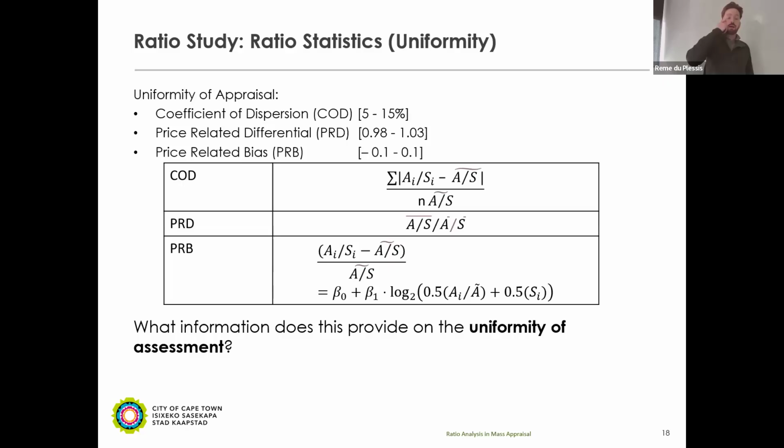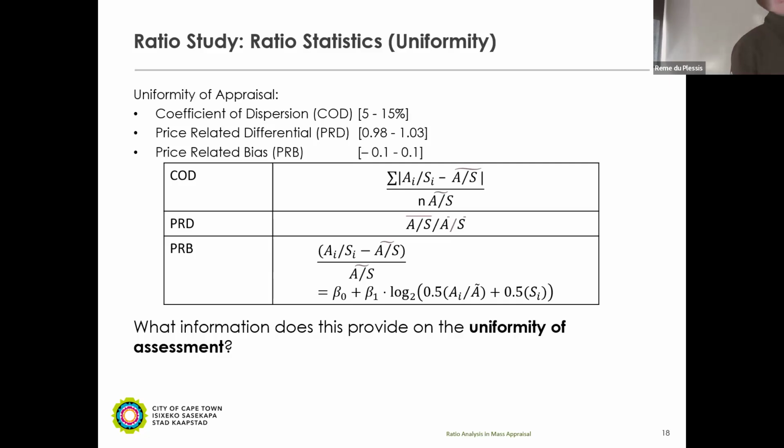Then for your uniformity, you have your coefficient of dispersion, which just looks at how much of a deviation there is of the ratios within an area. Then you also have your price-related differential, which has your average ratio over the sales weighted average ratio. And lastly, you have your price-related bias. Your COD can be used to determine whether you and your neighbor have been fairly treated or treated in the same manner. The PRB, the price-related bias, tells you how much you are discriminating based on price.